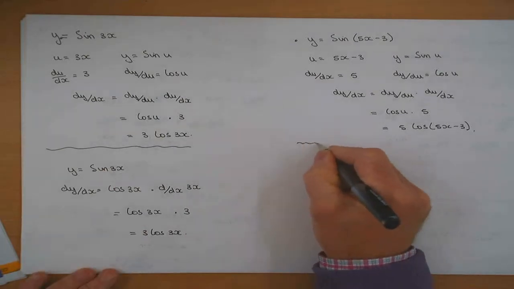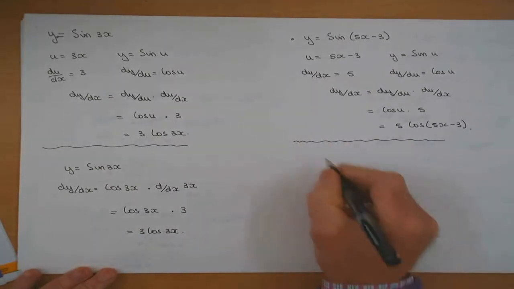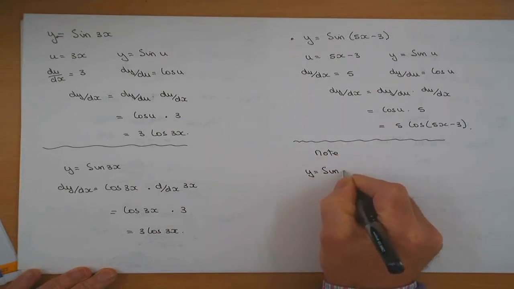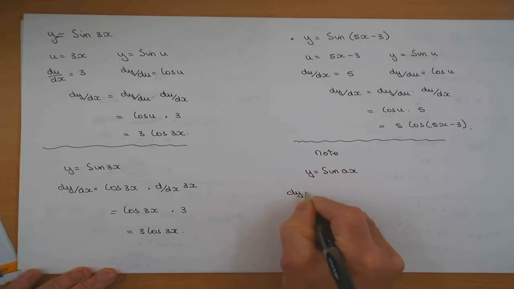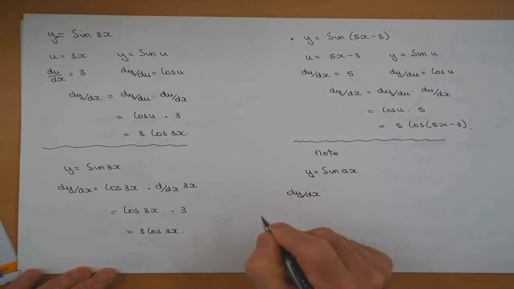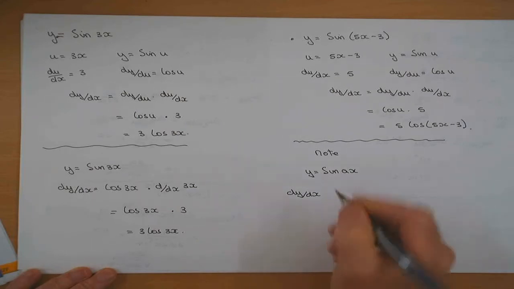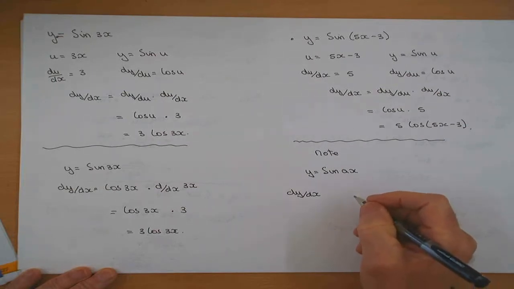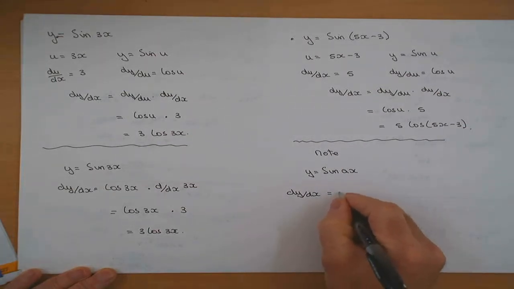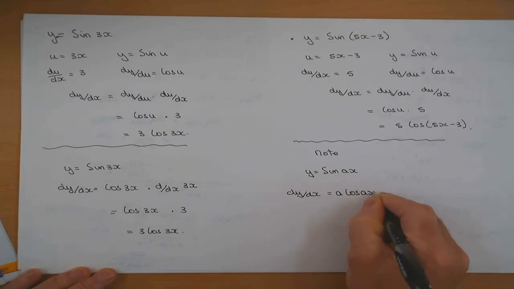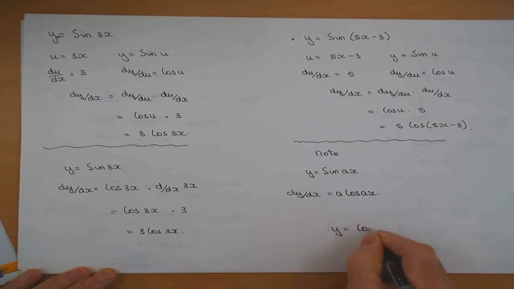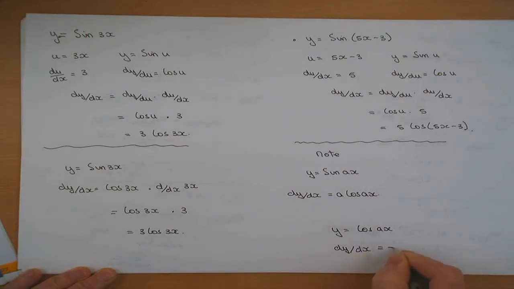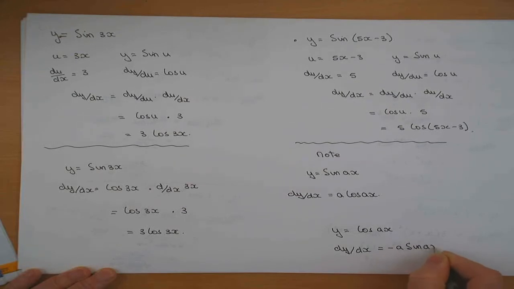Now I'm doing this the opposite way. Just a note for you. If y is equal to the sine of ax, well then dy/dx, sorry, I meant to do that as a cos. When you differentiate cos, it becomes minus sine. Right? dy/dx is equal to a times the cosine of ax. And if y is equal to cosine ax, well then dy/dx is equal to minus a times sine ax.